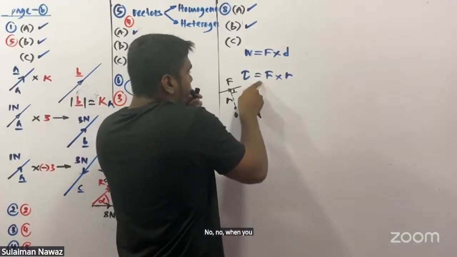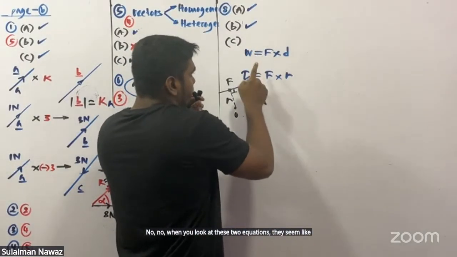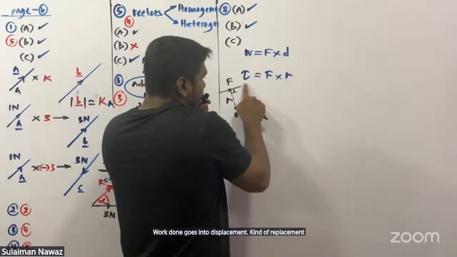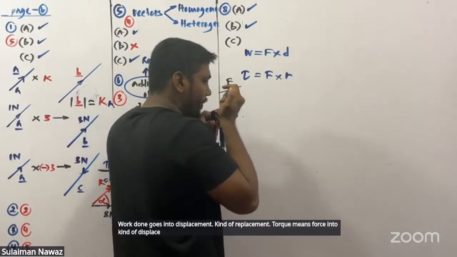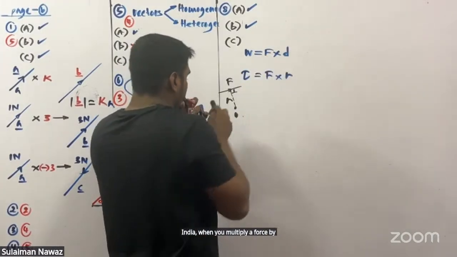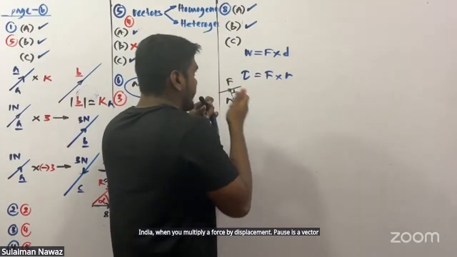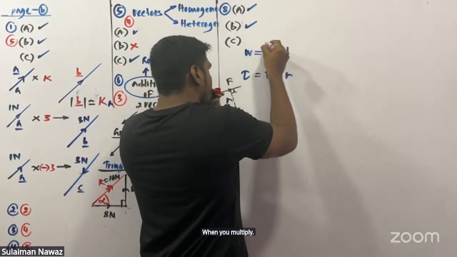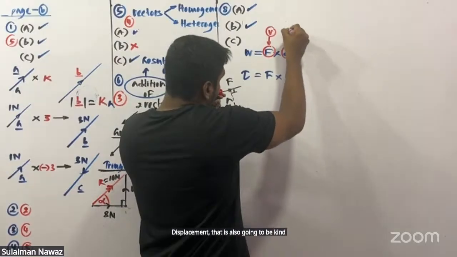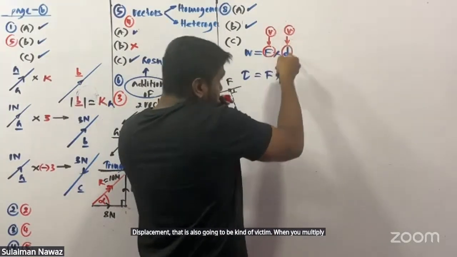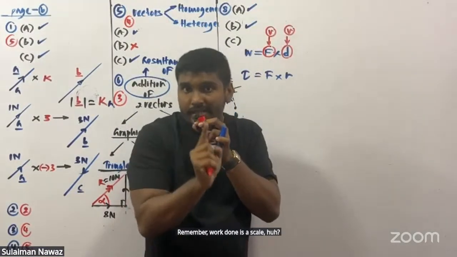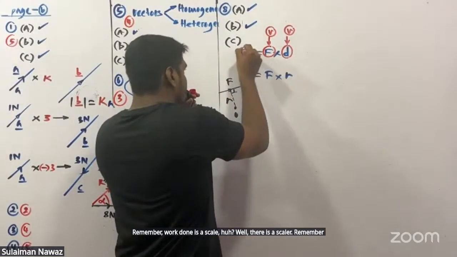Now, when you look at these two equations, they seem very similar. Work done is force into displacement. Torque is force into a kind of displacement. Remember, when you multiply a force by displacement, force is a vector, displacement is a vector. When you multiply a vector by a vector, the result is work done. Remember, work done is a scalar.